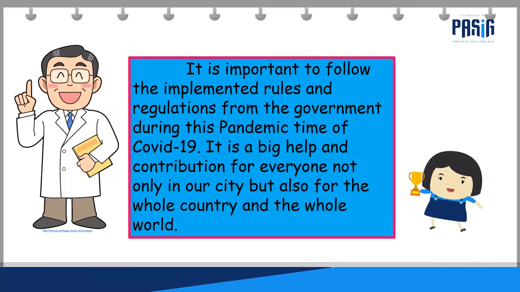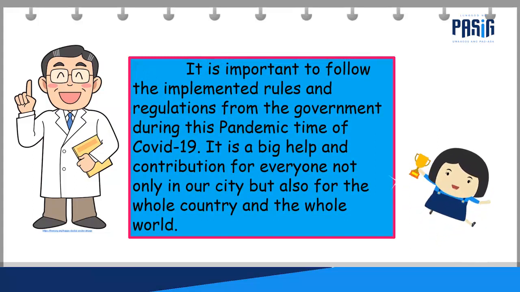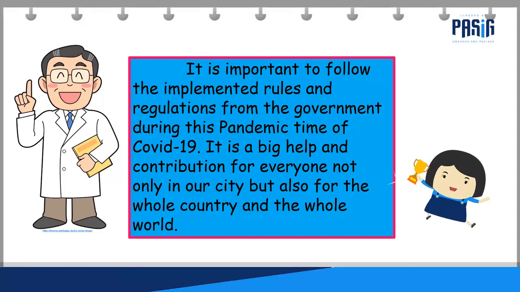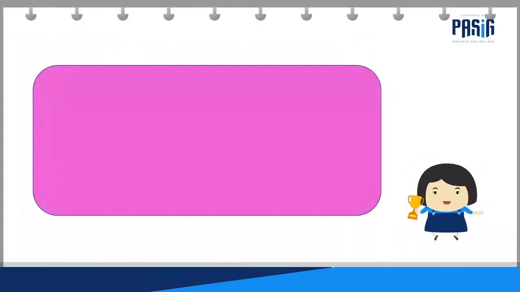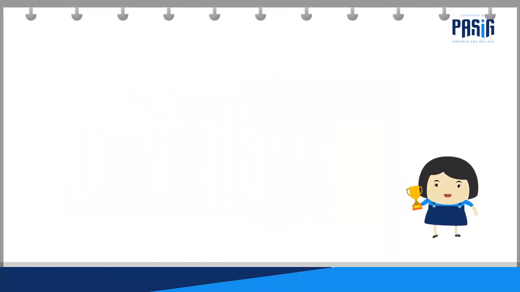It is important to follow the implemented rules and regulations from the government during this pandemic time of COVID-19. It is a big help and contribution for everyone, not only in our city, but also for the whole country and the whole world. List down 5 things you should do to help your community avoid the COVID-19 virus. The answers for this activity may vary.